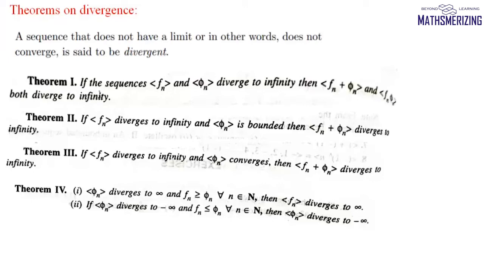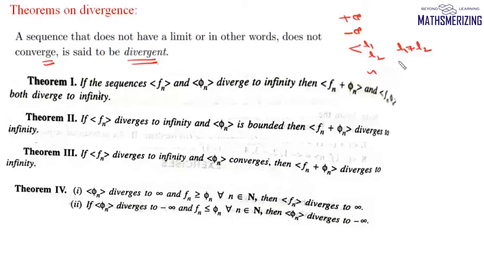Now a sequence may be a convergent sequence, and if a sequence does not converge, then we say the sequence is a divergent sequence. So any sequence which does not have a limit or does not converge is said to be divergent. Now what are the conditions that a sequence is divergent? If a sequence diverges to plus infinity or minus infinity, or has more than one limit point, or has oscillating values, then the sequence is said to be a divergent sequence.